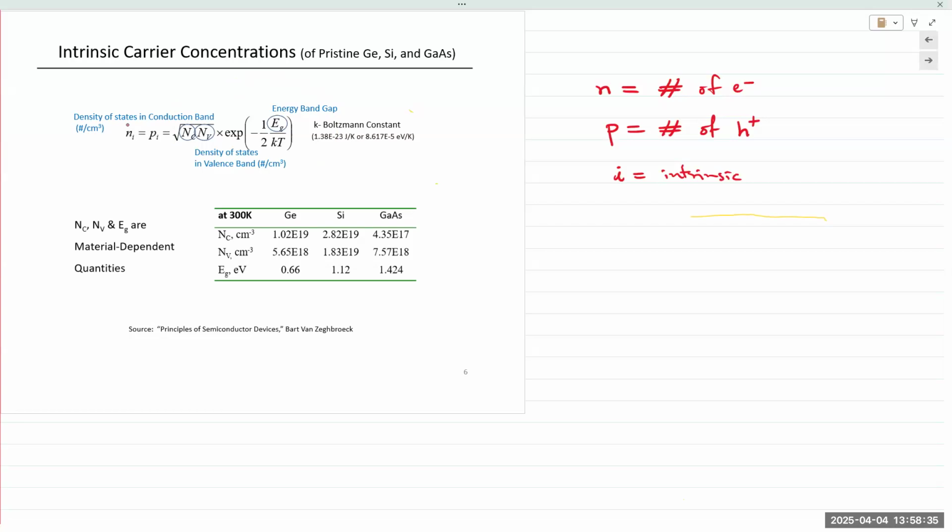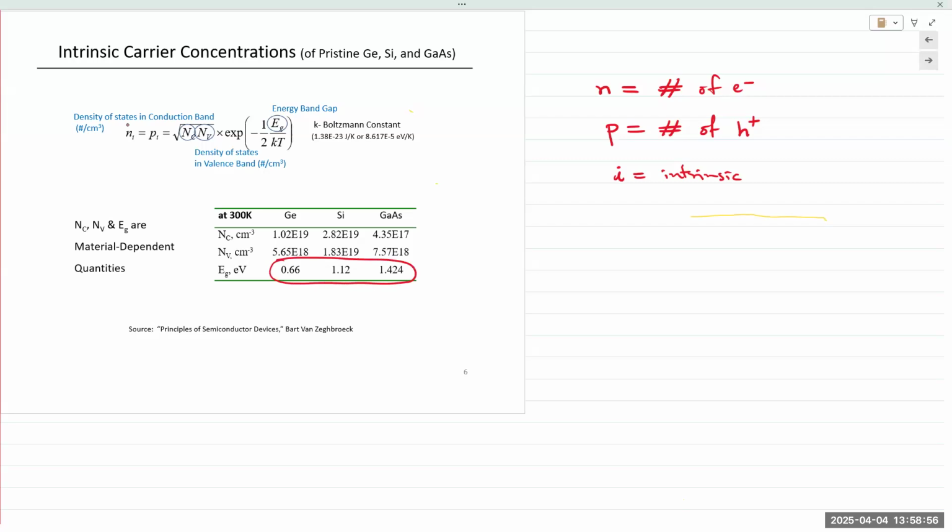So let's take a look at these three terms. Eg is the energy band gap. Band gap energy is a material property. Silicon, germanium, carbon, any material we take has a band gap energy, and those are given right here.